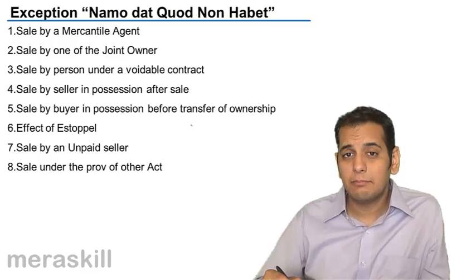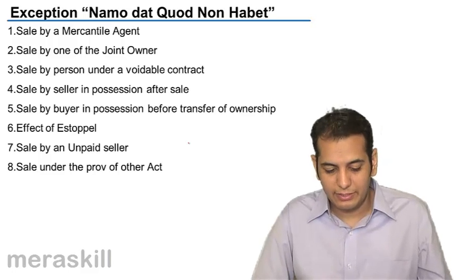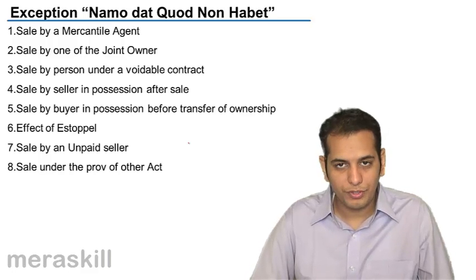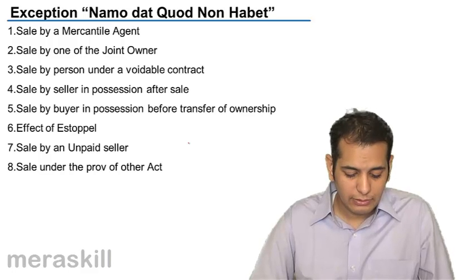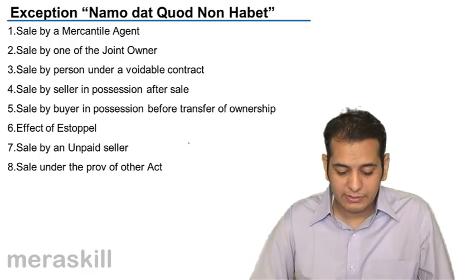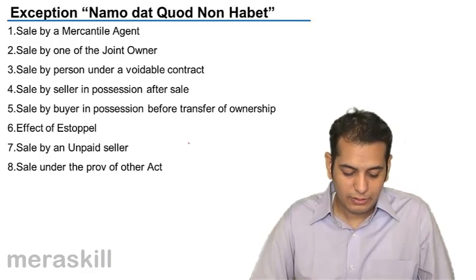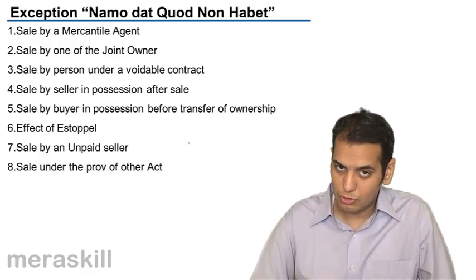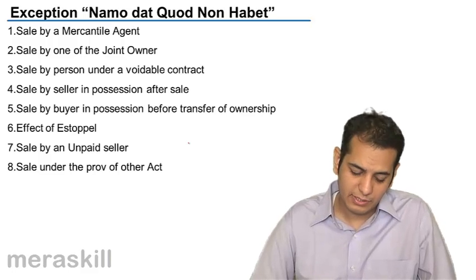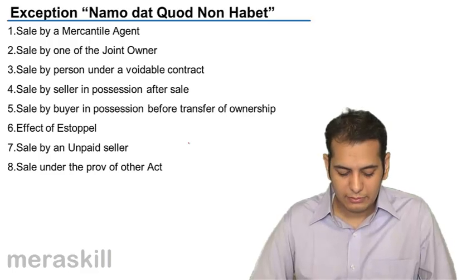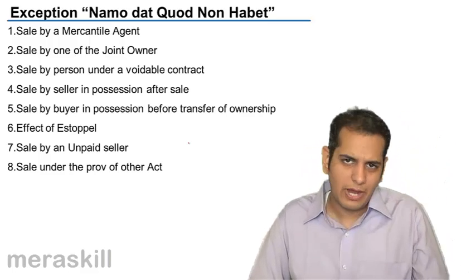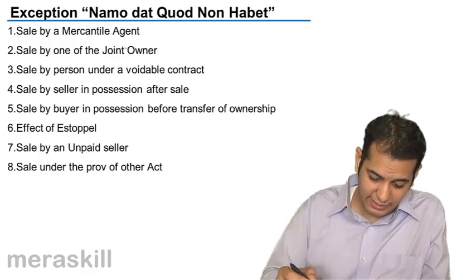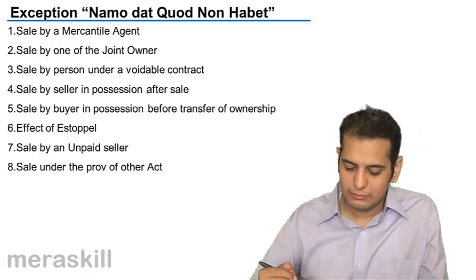Exceptions are: first, sale by mercantile agent; second, sale by joint owner; third, sale by person under a voidable contract; fourth, sale by seller in possession after sale; fifth, sale by buyer in possession before transfer of ownership; sixth, effect of estoppel; seventh, sale by unpaid seller; eighth, sale by persons covered under other acts. So now let's take these one by one and study them.